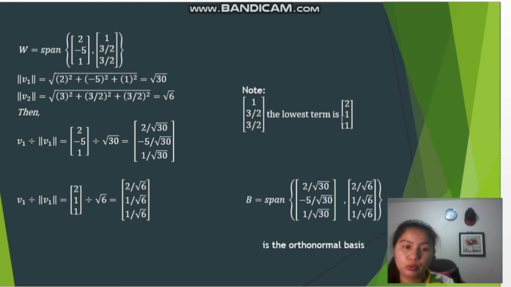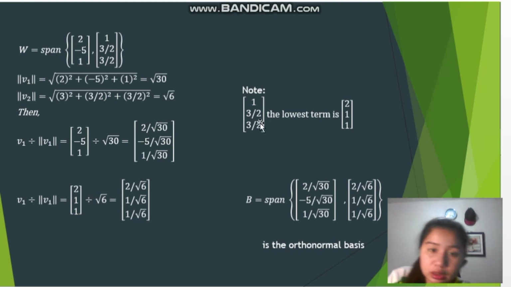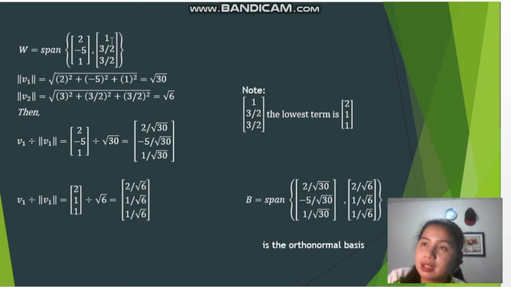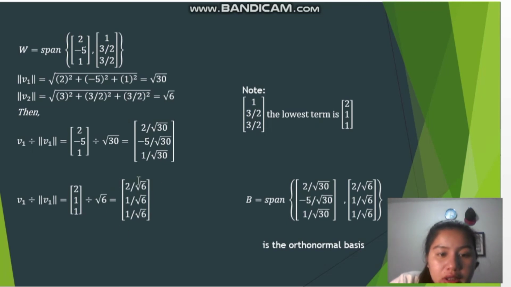So now, this 2, 1, 1, we divide by its norm, which is square root of 6. Because that is easier, compared to this 3 over 2, which looks more complicated. Since this is a span, meaning any linear combination that is connected works. So, therefore, our answer is 2 over square root of 6, 1 over square root of 6, and 1 over square root of 6.